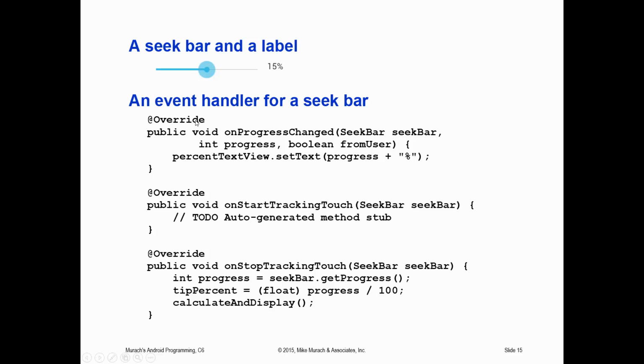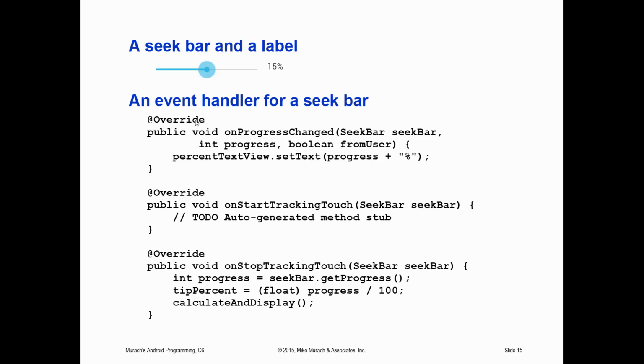Seek bars on 178 and 179. Figure 6-6 on page 179 shows how to handle the events for a seek bar. Here we want to implement the OnSeekBarChangeListener. That particular interface is nested in the seek bar class. Then we have to wire that to the seek bar.